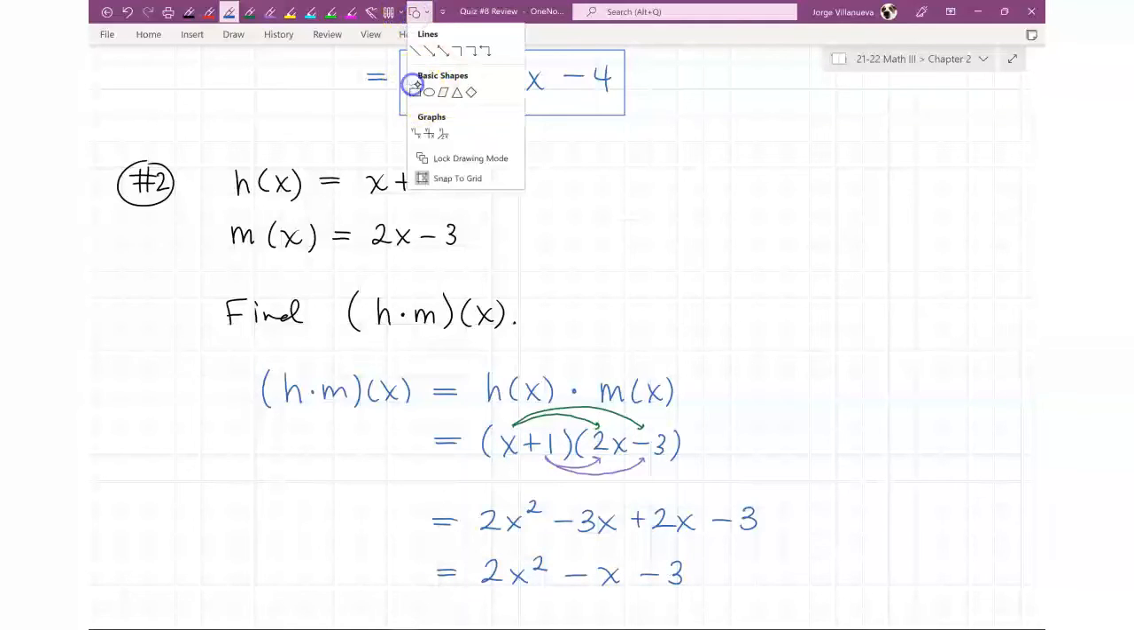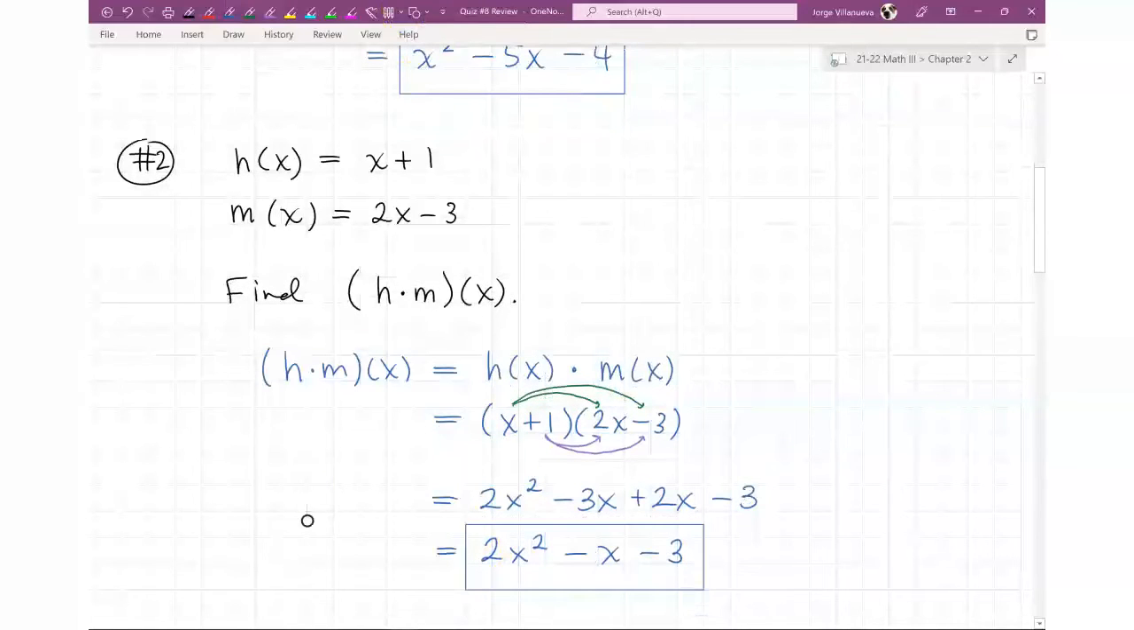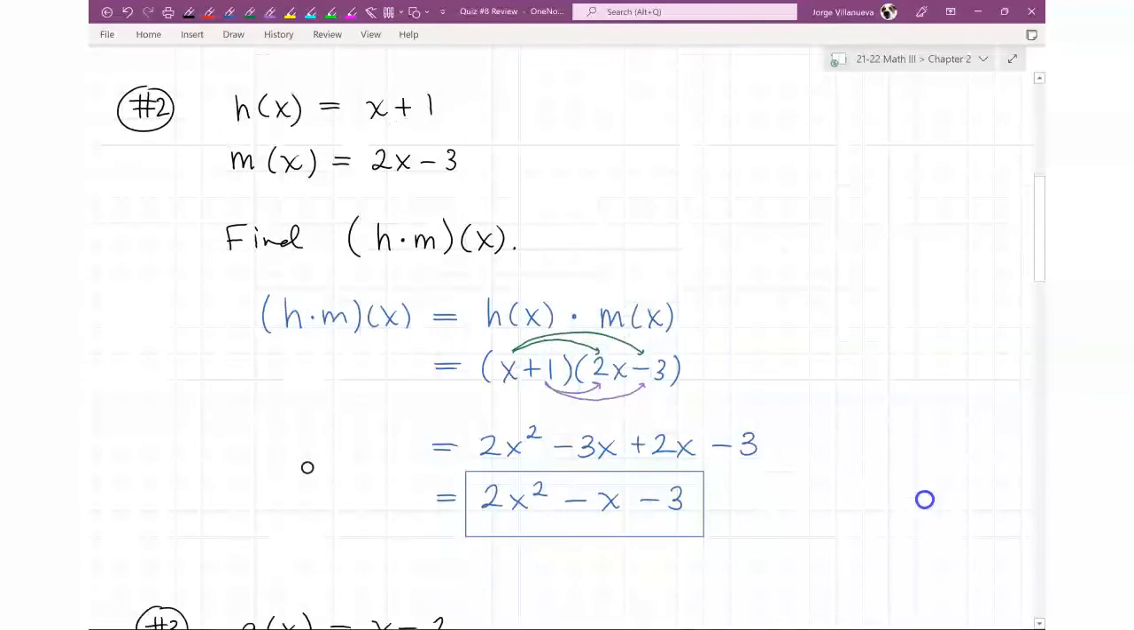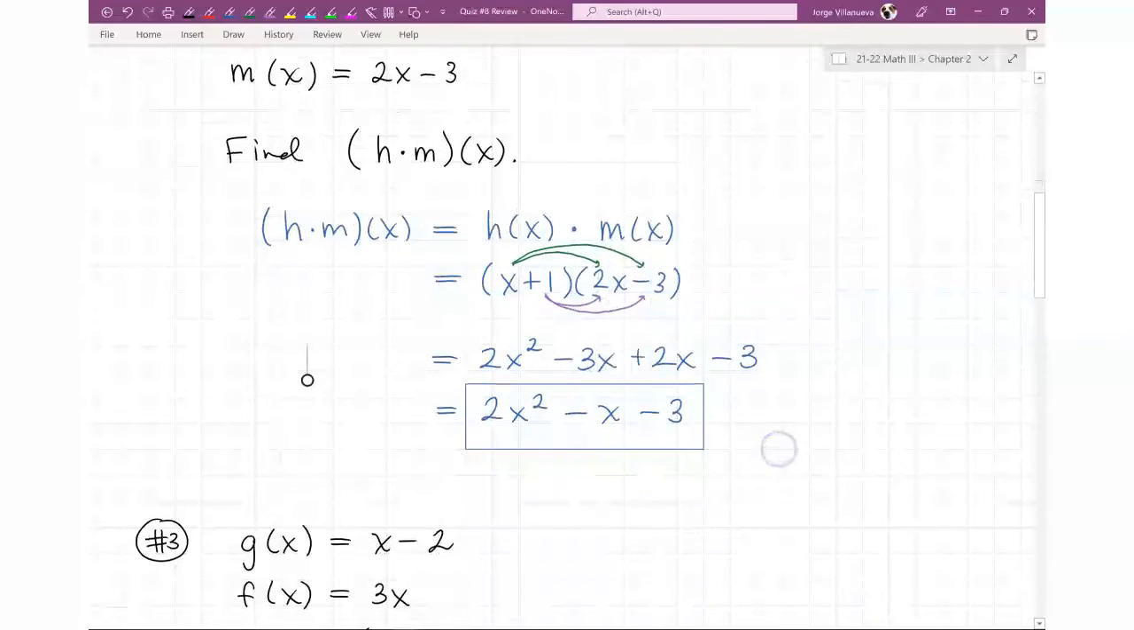Again, nothing mind-blowing or anything like that, right? It's just a lot of simplification. That's what we're doing. A lot of simplification. So make sure that you remember to distribute on multiplication problems and simplify after. Okay? So, any questions so far?